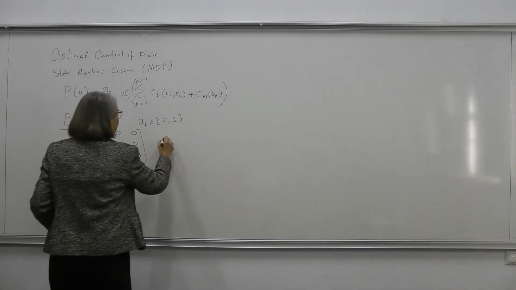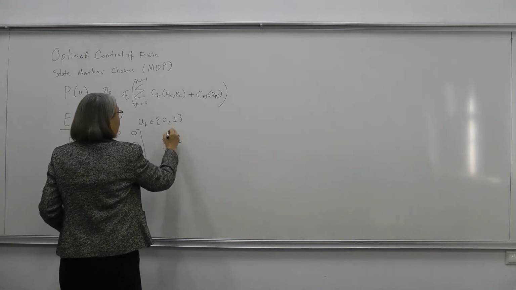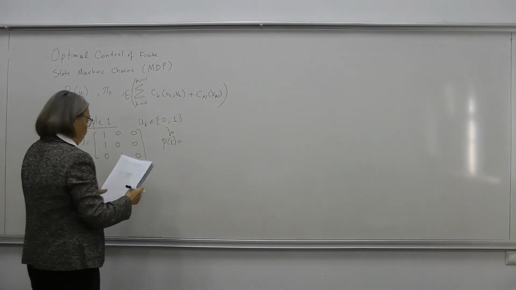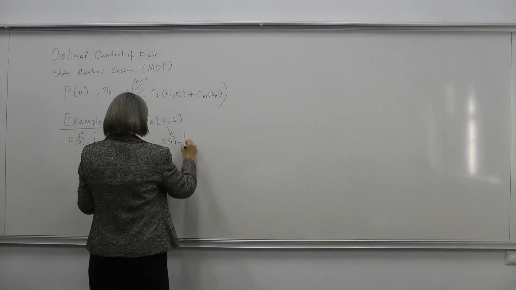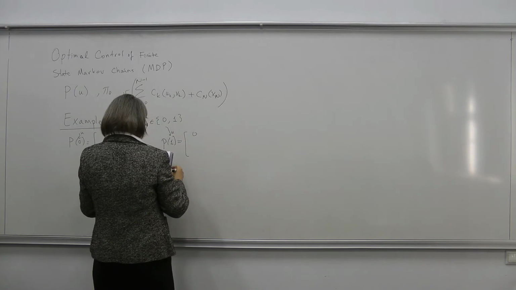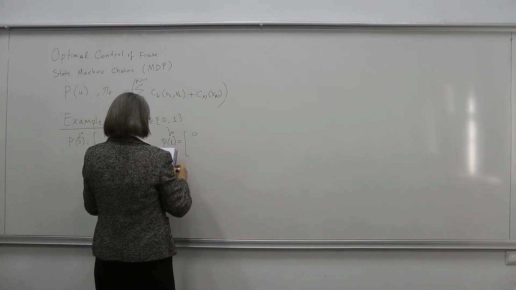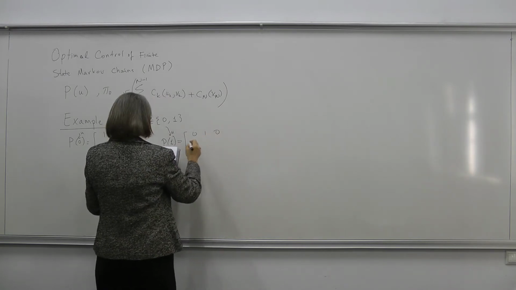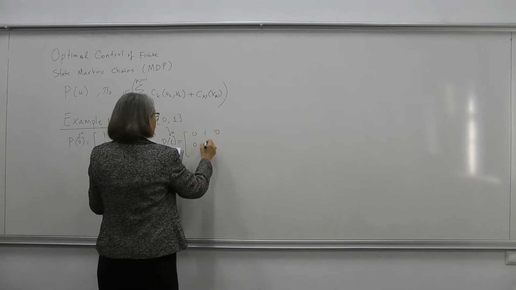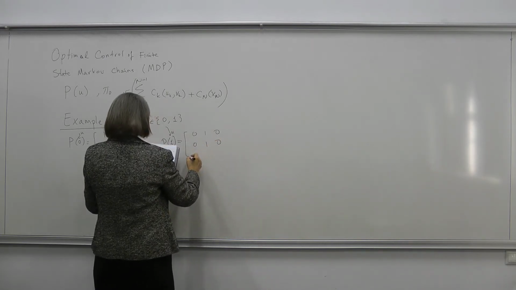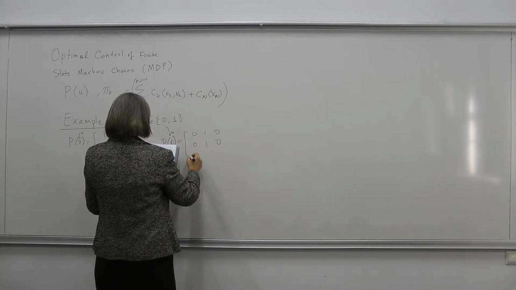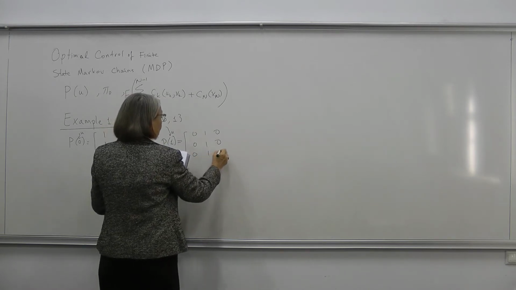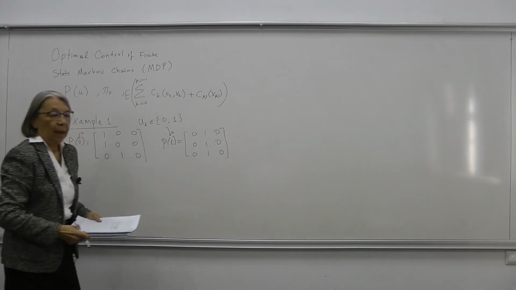And I have to define p of 1 when the input is 1. This is the input u: u is equal to 0 or u is equal to 1. And this is defined as 0, 1, 0, and 0, 1, 0, and when the input is 1, 1, 1, 0. I'm not sure about that one, I will check it later.